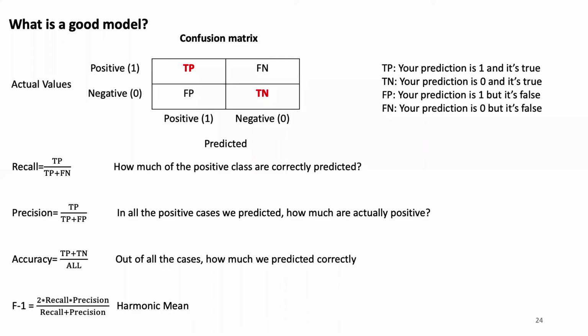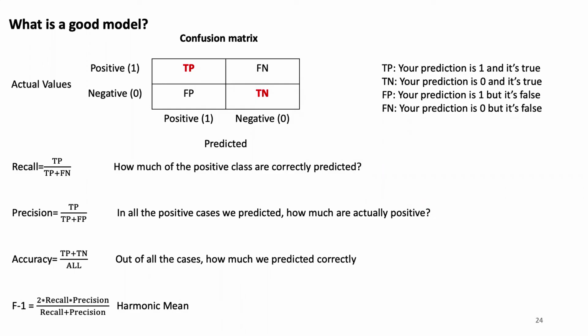Negative is 0. So when your prediction is 1 and it's actually true, you get a true positive. If your prediction is 0 and it's actually false, you get a true negative. If your prediction is 1, but it's actually false, you have a false positive. And the last one, if your prediction is 0, but it's actually true, that means you have a false negative. And then you can use this to calculate the metrics here at the bottom, right?